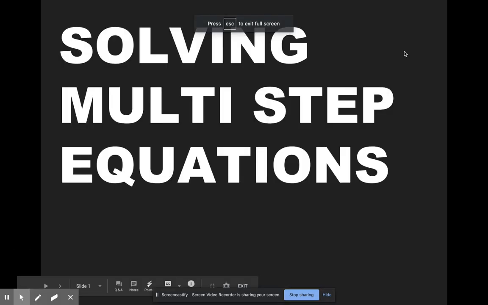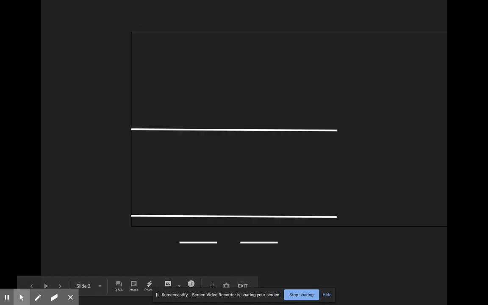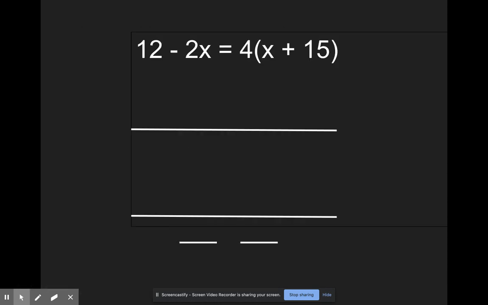Okay guys, so as promised, this week we are going to talk about solving multi-step equations. In the previous slides on the Nearpod, I asked you what would be your first step in solving this equation. Hopefully you remember from last week that whenever we see parentheses, that indicates that we need to distribute, and you should have distributed this 4 to the x and the 15, and you will get something that looks like this.